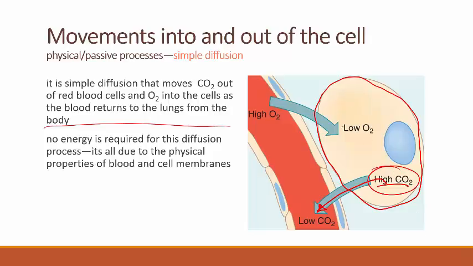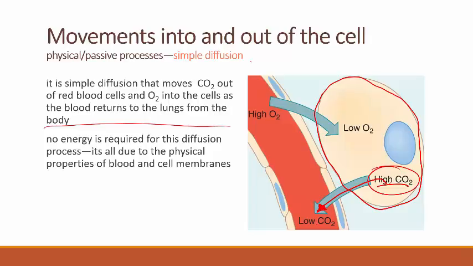But the blood that's coming past is blood that's coming from the lungs. A lot of the CO2 in that blood was breathed out at the lungs. And now this low CO2 blood comes by the cells. And the CO2 moves by passive diffusion from a region of high concentration to a region of low concentration.